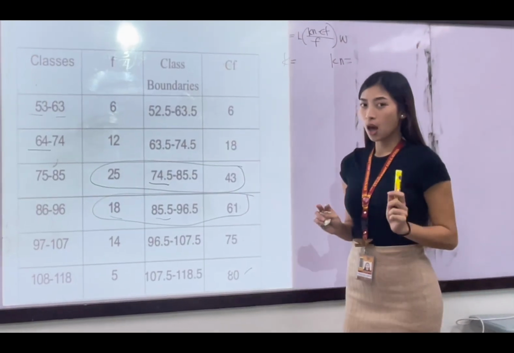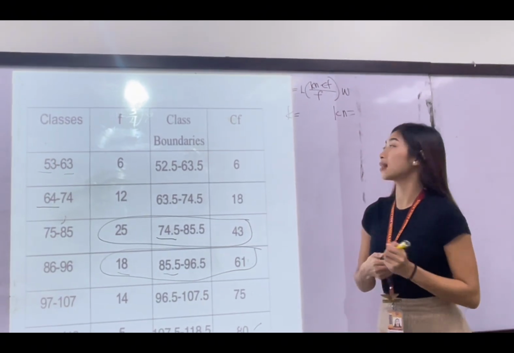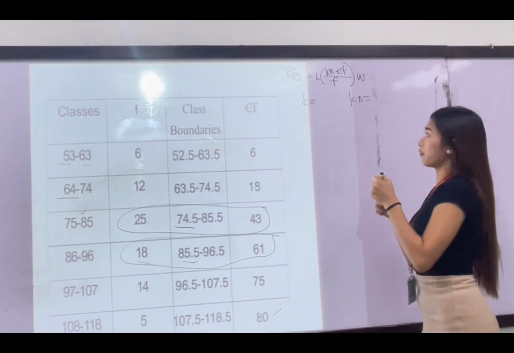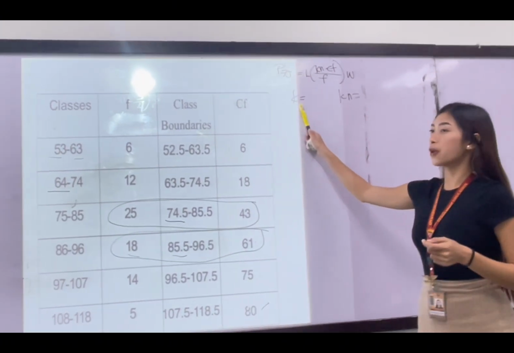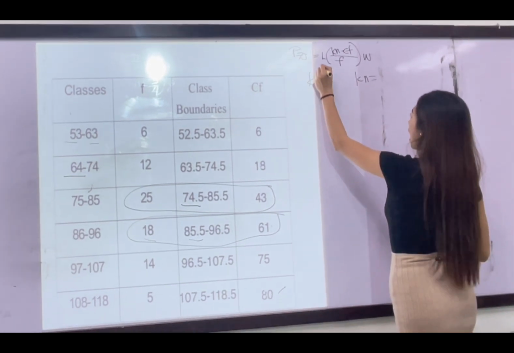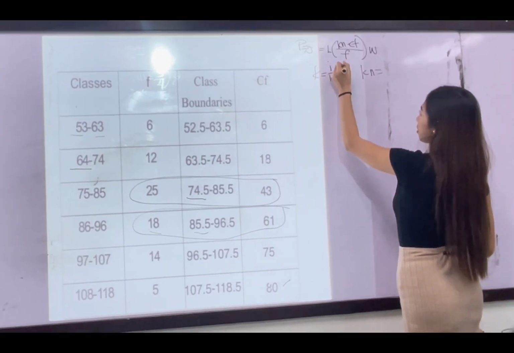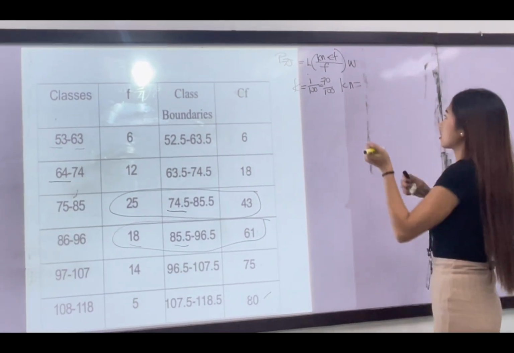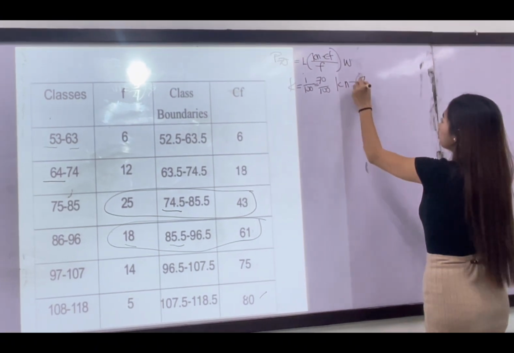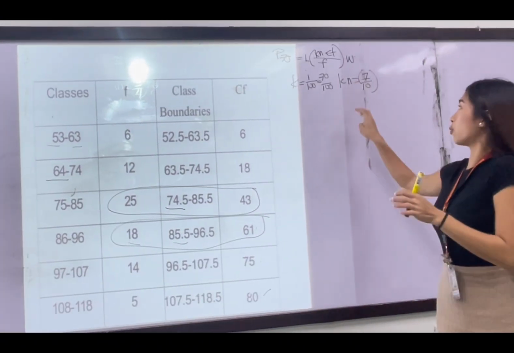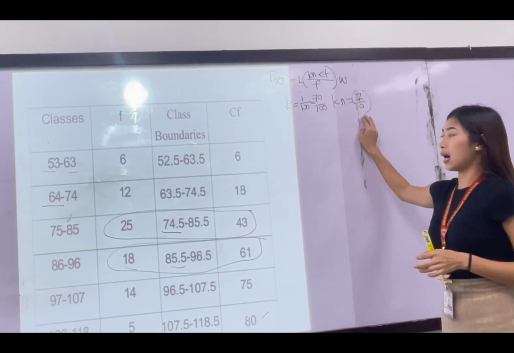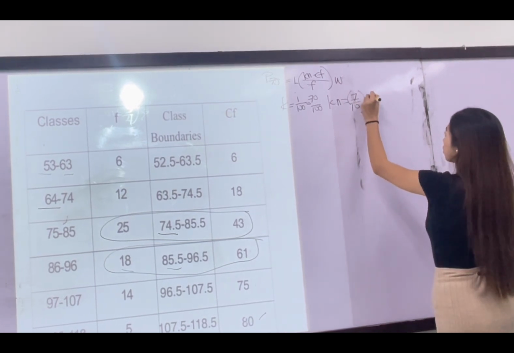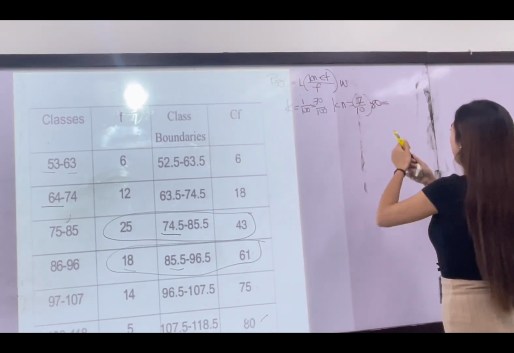Next, we are going to find percentile 70. The k of percentile 70 is i over 100, so it becomes 70 over 100, or 7 over 10. So we multiply the k by the total cumulative frequency, which is 80 again, and it equals 56.